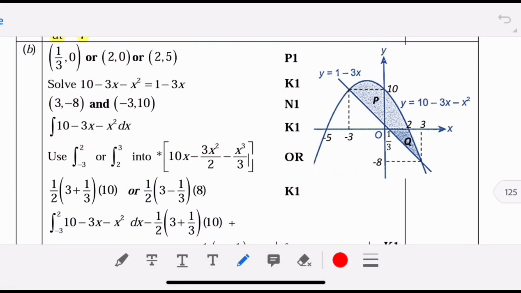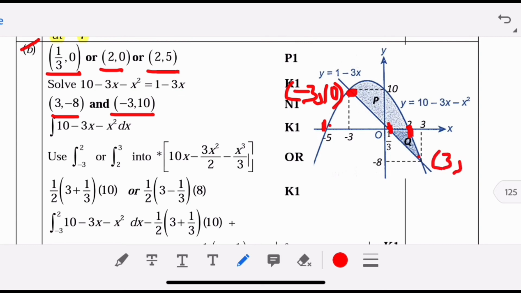Let's see the answer scheme for part B. First of all, if you find the point 1/3 here, 0, 2, 0, all these are important points. And then we have 2, and here is negative, this is -5, right? So now we are going to find the point of intersection. This is 3, -3, 10. This is the point 3, -8, and you integrate.